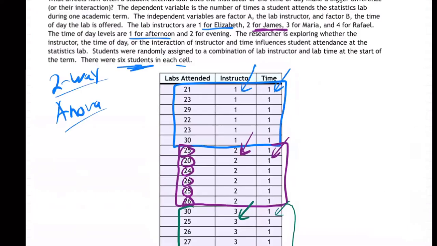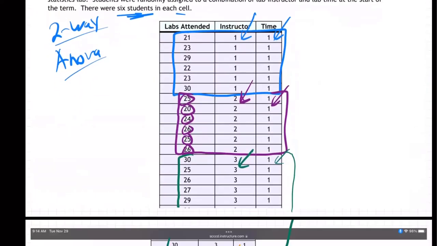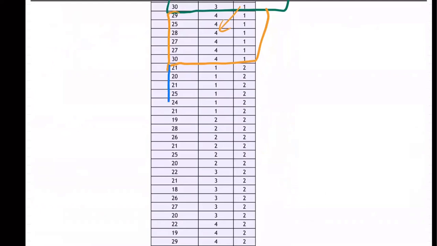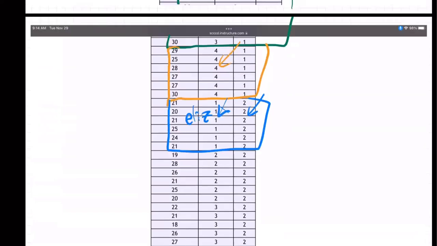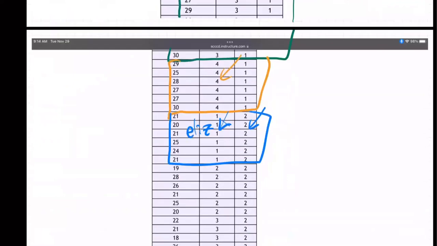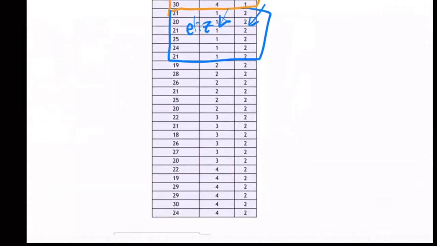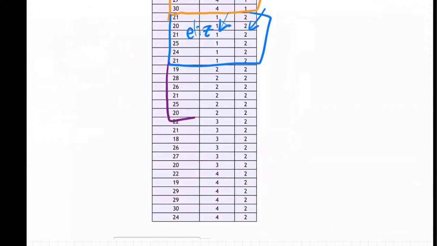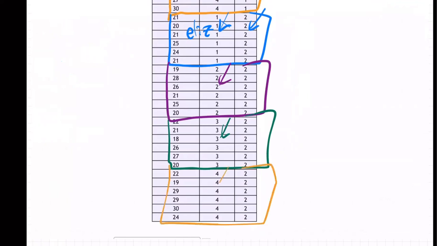Notice down here, we go back to the blue again. So then these next 6, 1, 2, 3, 4, 5, 6, they all had instructor 1 again, Elizabeth, and they had her in the evening. You see how the time, which is the last column, is now evening. So there's Elizabeth in the evening, and the next one is instructor 2. See all those 2s right there? Instructor 2 in the evening, and the next one is instructor 3 in the evening, and then the final one is instructor 4 in the evening.